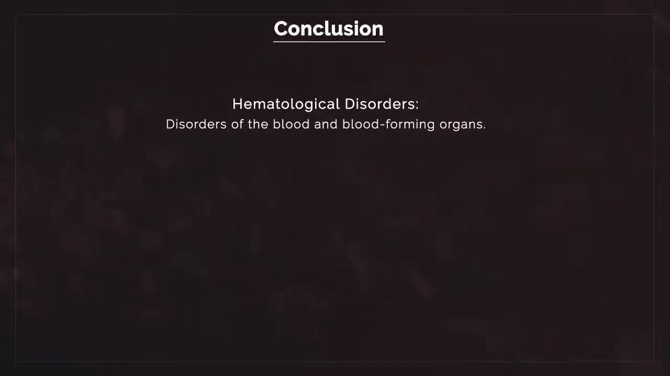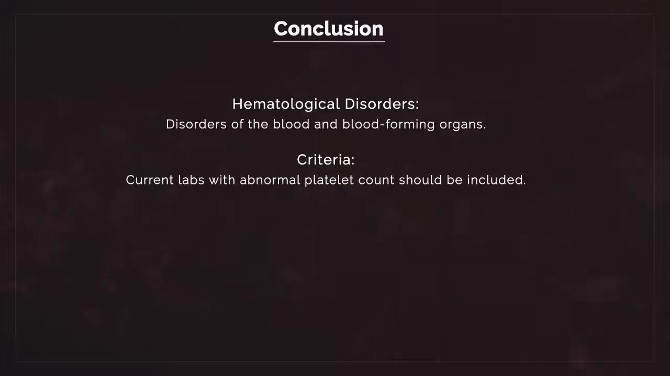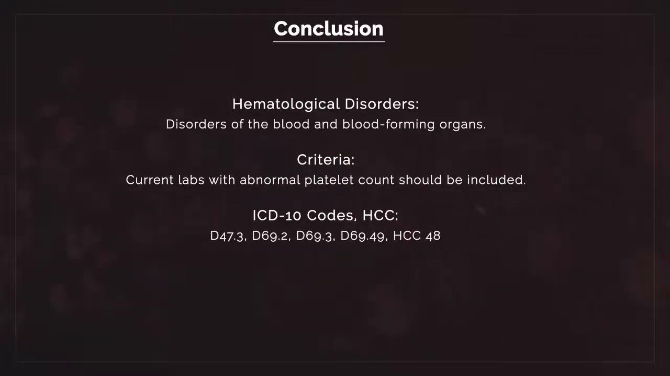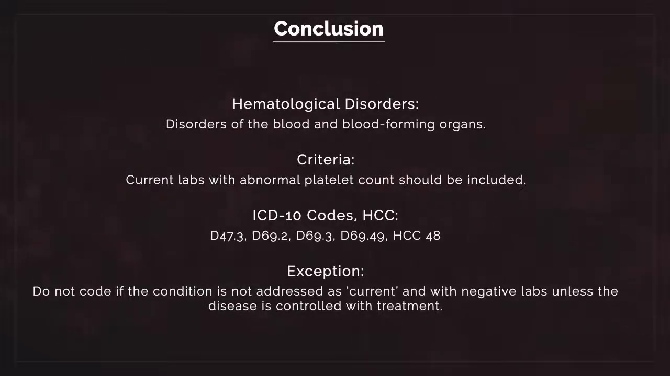We have reached the end of our short refresher course on coagulation defects and other specified hematological disorders. We gave you a short introduction to the disease, reviewed the criteria for the documentation of hematological disorders, identified the specific codes and HCC category pertaining to them, discussed the assessment and plan for the diagnosis, and finally noted the exceptional cases for the coding of hematological disorders. Thank you for joining us.